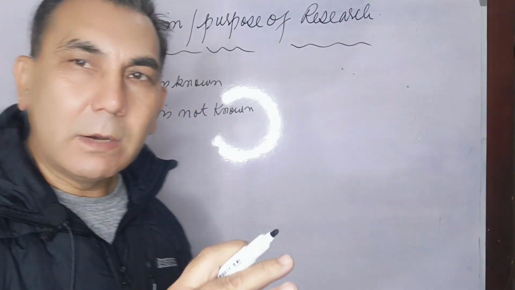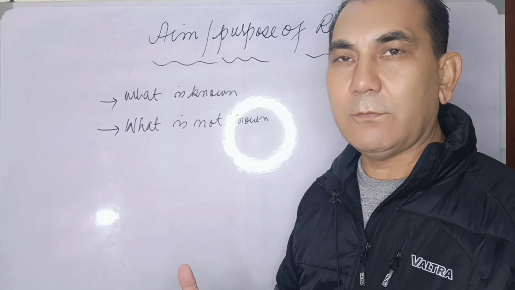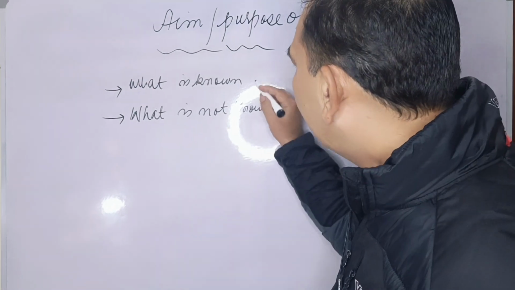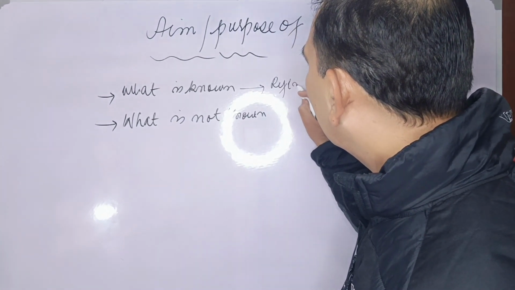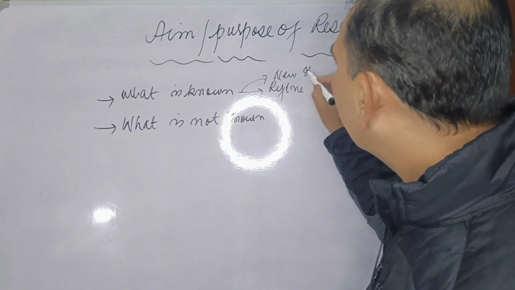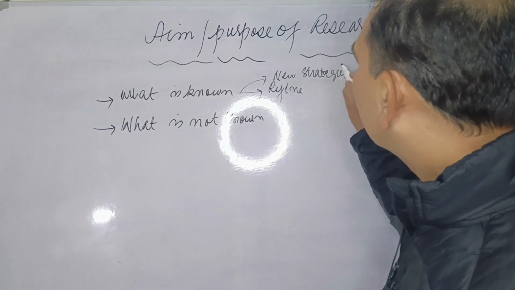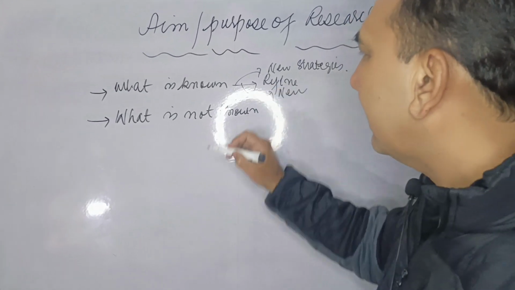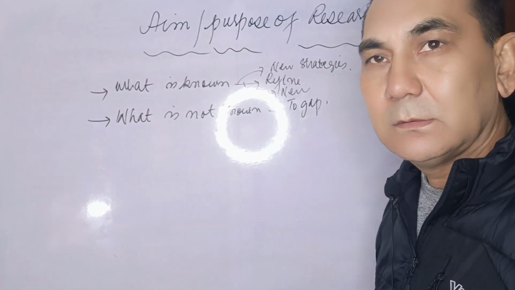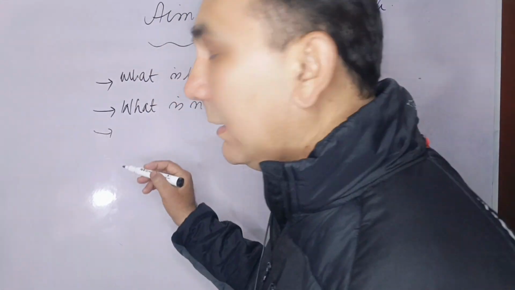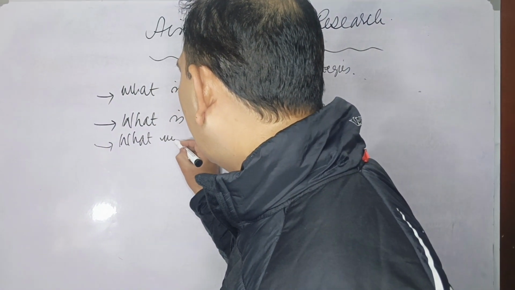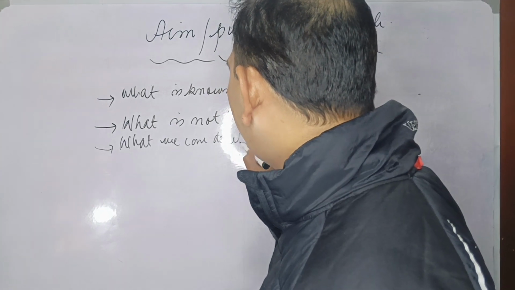if we already know about some areas of the research problem in the field of public health or medicine, then definitely we will go to refine it. We can introduce new strategies or new ways. And for what is not known, we will find out the gaps. Then, in the third one, what we can develop further.